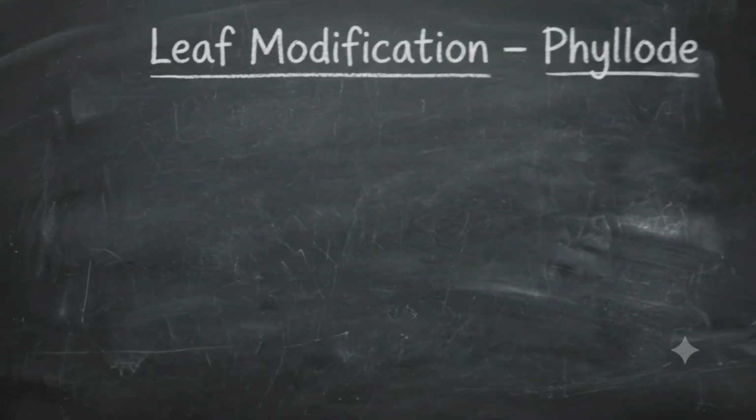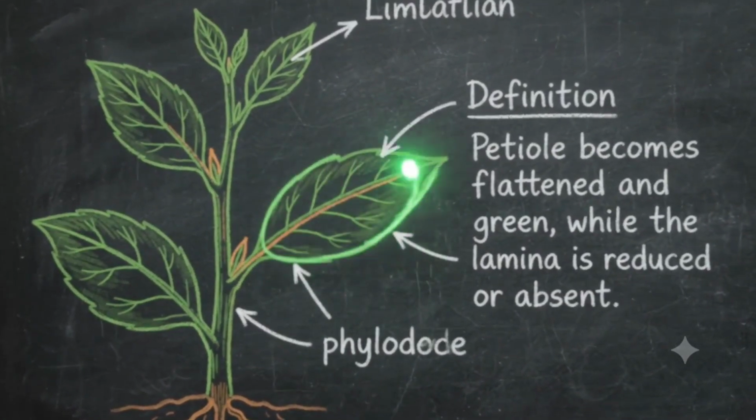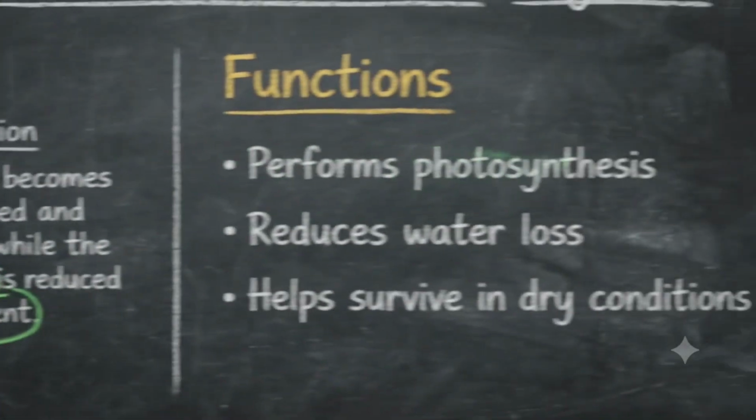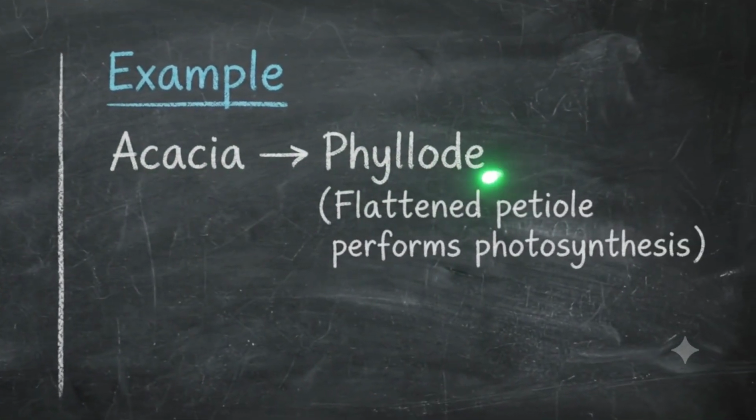In some plants, the petiole becomes flattened and green, while the lamina is reduced or absent. This modification, seen in acacia, helps reduce water loss.